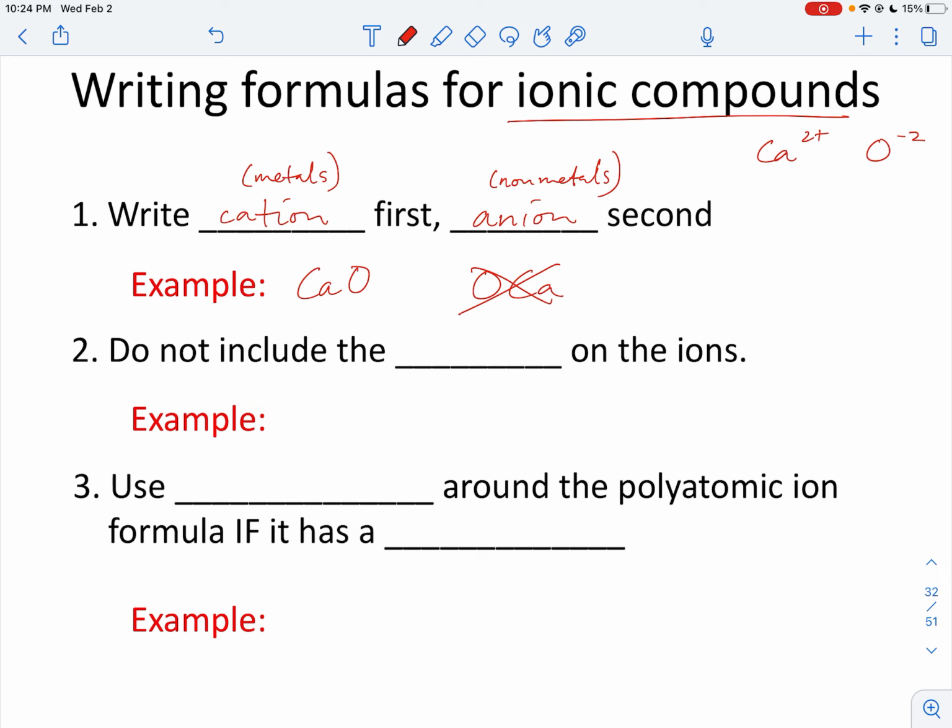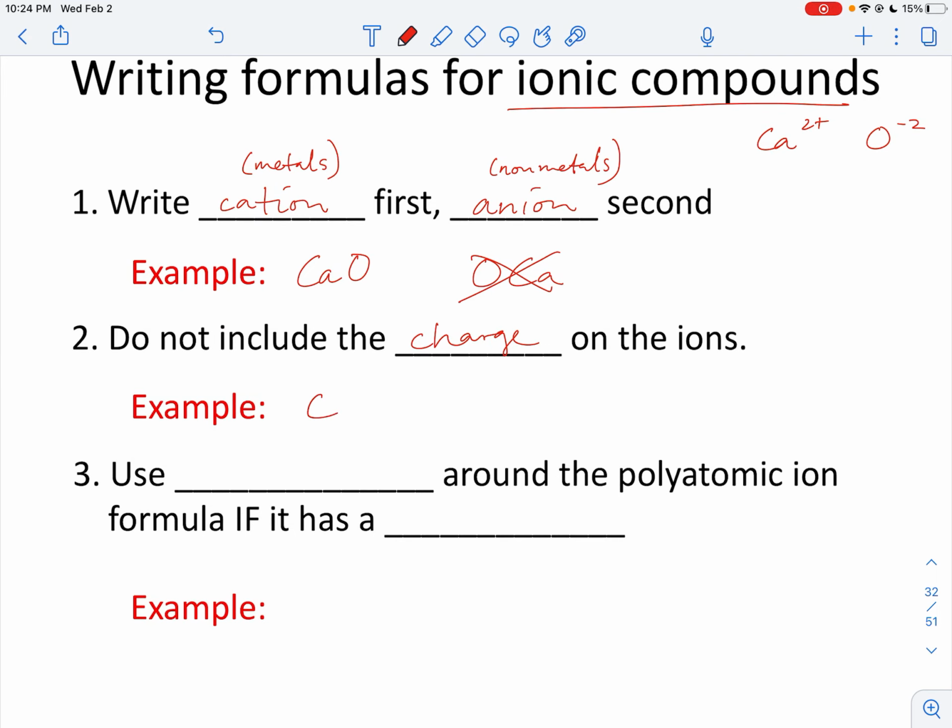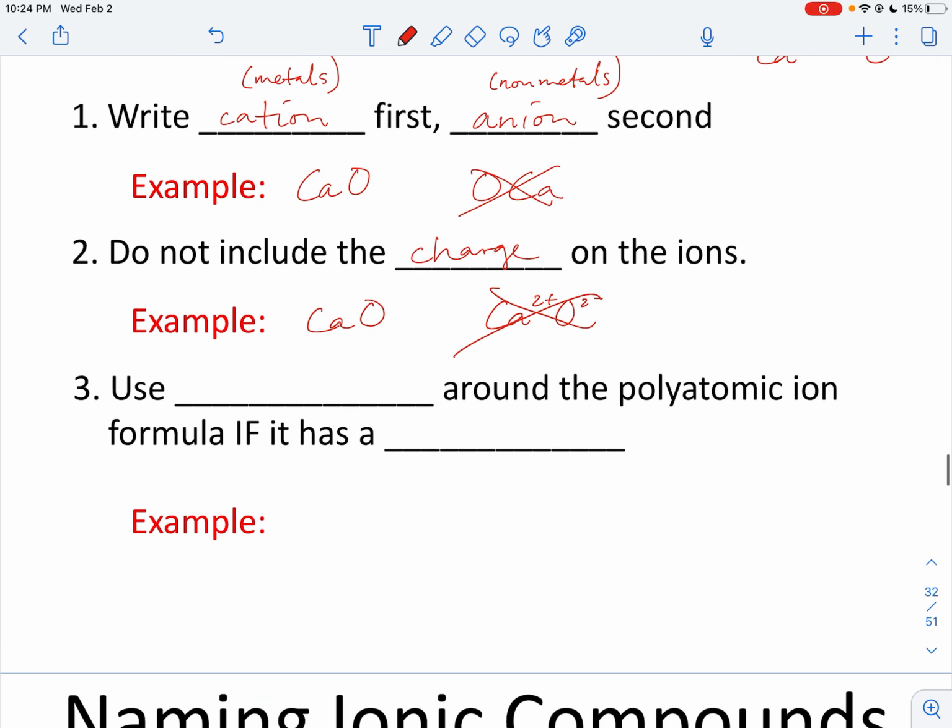You do not include, rule number 2, you do not include the charge on the ions. So if we're going to write calcium oxide, we're going to write it just CaO, no charges. We will not write it Ca2+ O2-. Okay? Because if you know the octet rule, then you know what the charge on those cations and anions are. You don't need to include it when you write the compound.